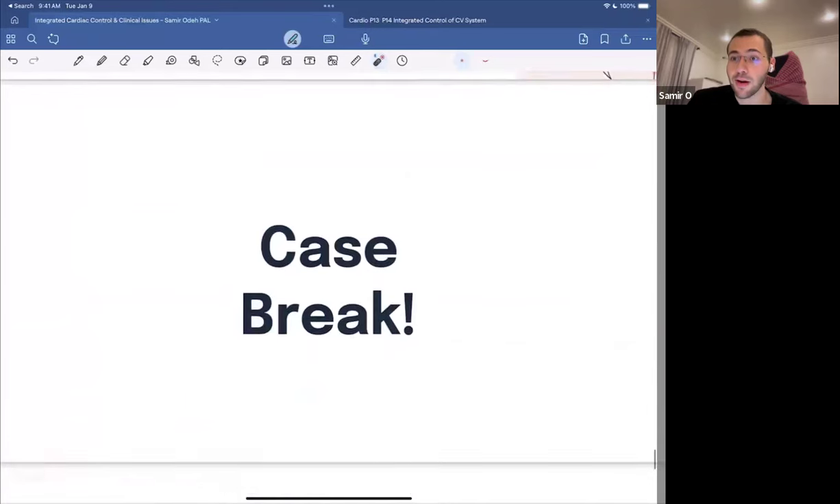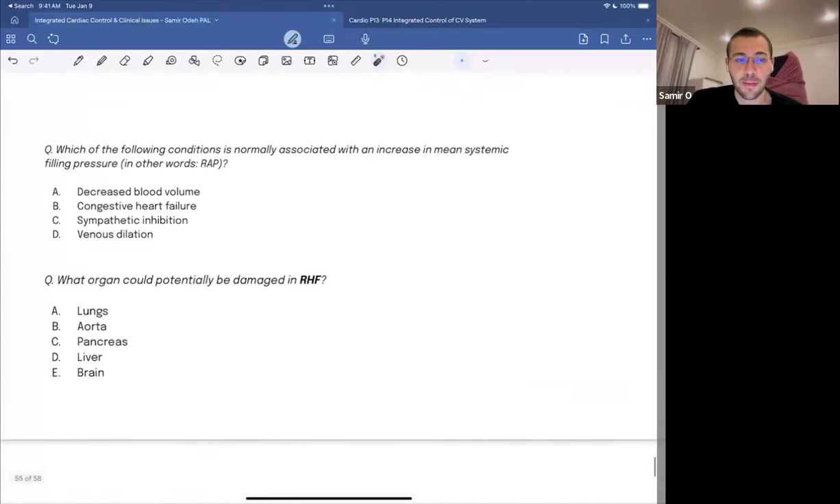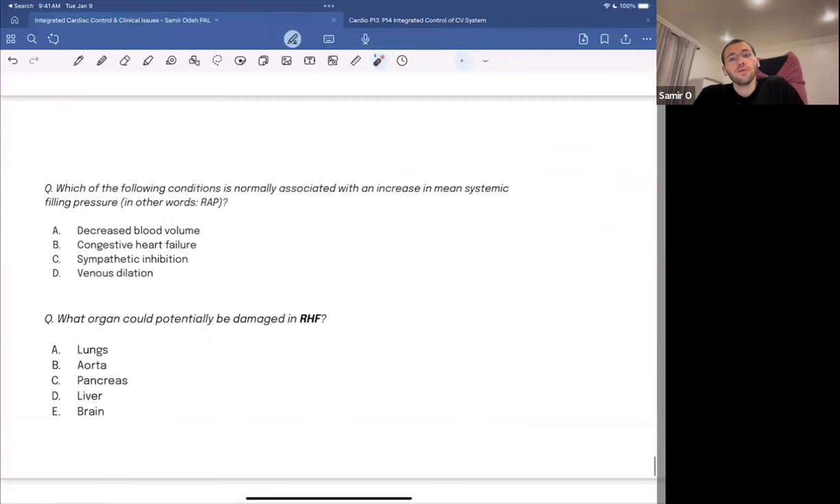And we are now at our final case break, so let's look at some questions. Which of the following conditions is associated with an increase in mean systemic filling pressure?